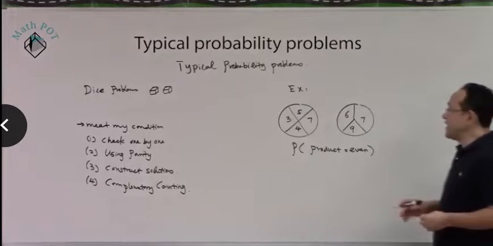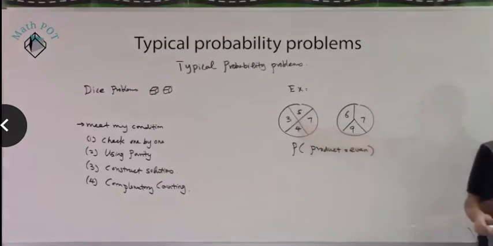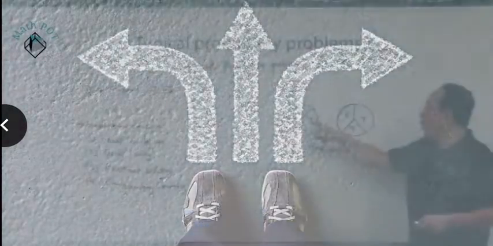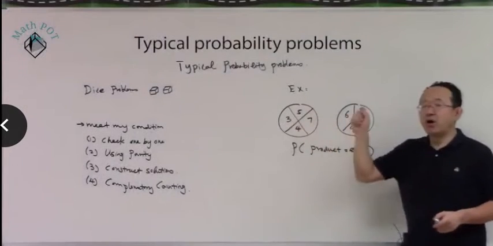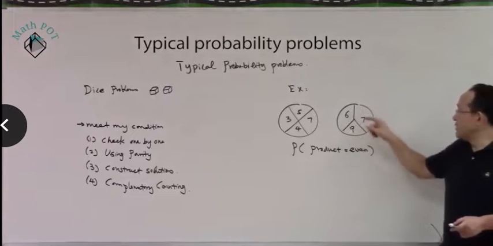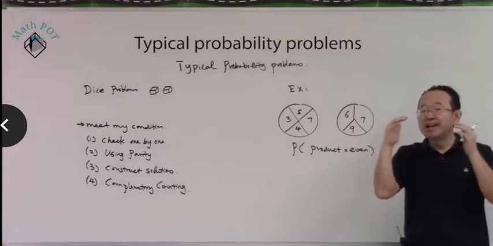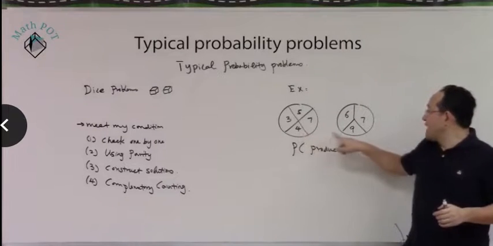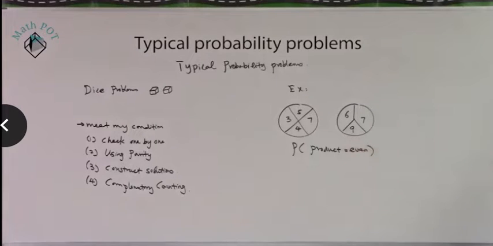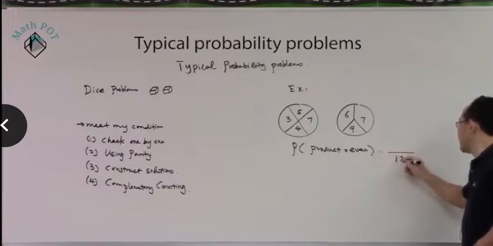Clearly, we need to figure out the total outcomes. The first number could be one of 4 ways, and for the second step, we have 3 ways. All the numbers in the first wheel are equally likely, and the same goes for all numbers in the second one. That means those outcomes must be equally likely. We have a total of 4 times 3, which is 12.